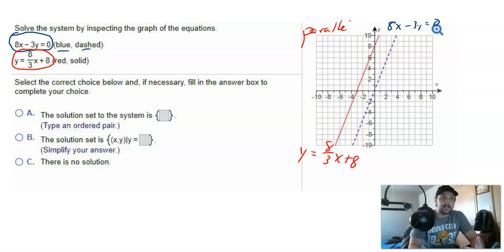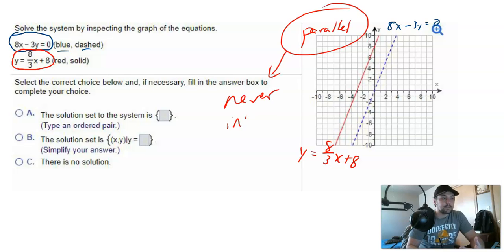So these are parallel lines. They never cross each other. So they never intersect, which means they don't share any points in common, which means they don't share any solutions in common, which means that there are no ordered pairs that would be a solution to both equations at the same time. And so there's no solution.